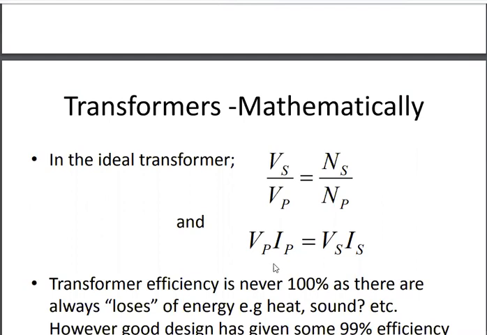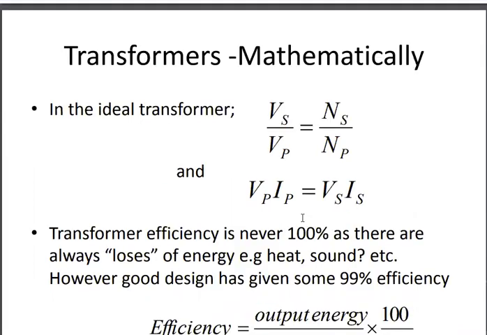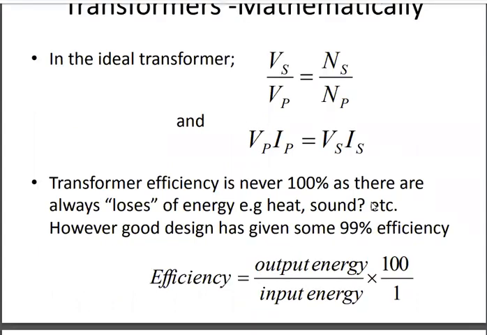You can write here Vs is to Vp equal to Ip is to Is. That is, Ip is the current in the primary coil and Is is the secondary current in the secondary coil. So the ratio of voltage in the secondary coil to that in the primary coil is just equal to the ratio of current in the primary coil to that in the secondary coil.